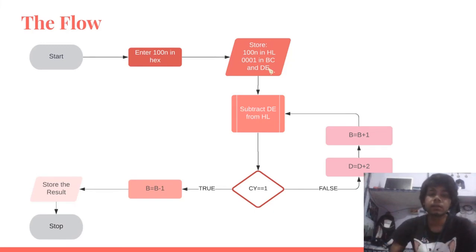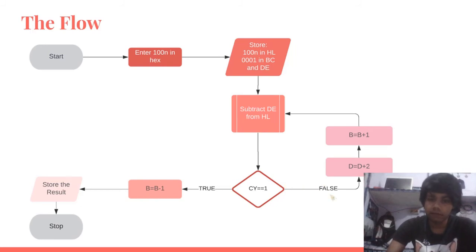The value in BC acts as a counter for the kth iteration. So the value in BC shows which iteration the program is in right now, and the value in DE is the value of 2k minus 1, which has to be subtracted again and again from the n square. So after that you subtract DE from HL. It utilizes 16-bit subtraction, and then it gives us a value which we check for carry to ultimately check if it's a negative number or not.